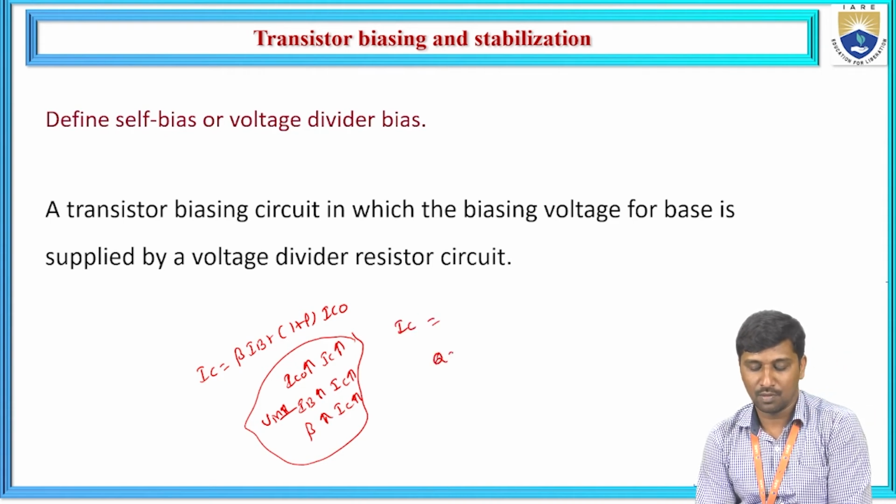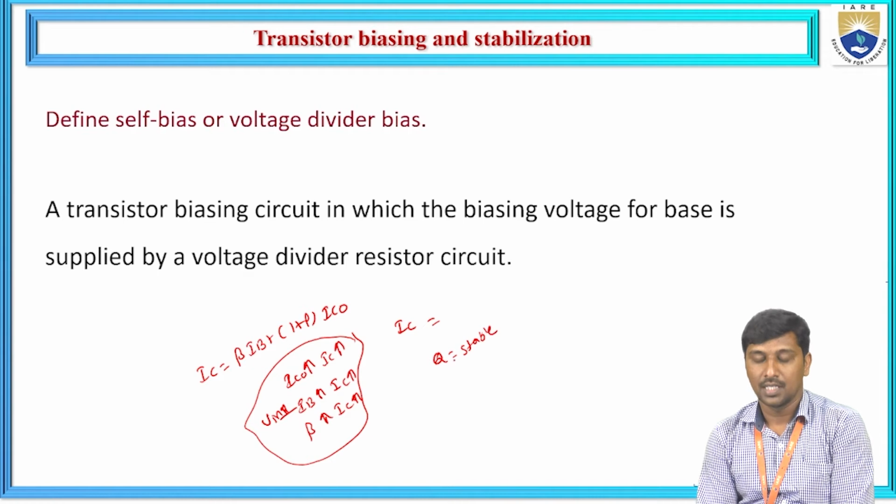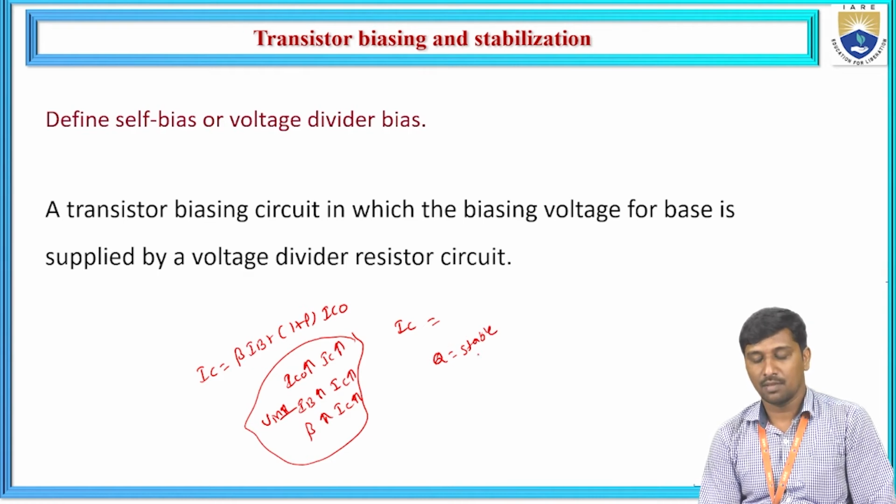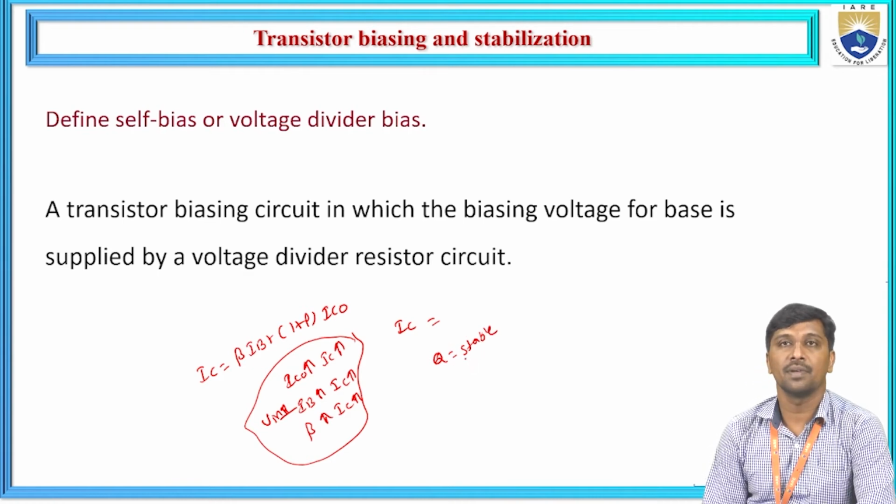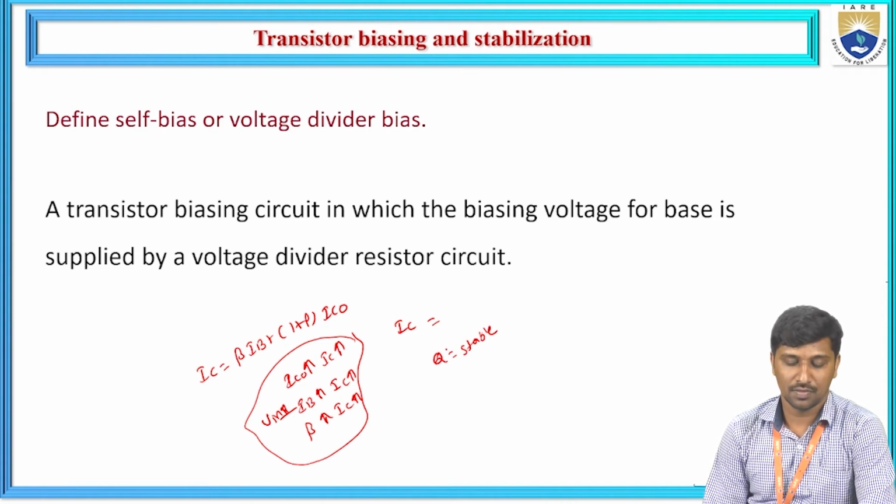Then only the Q point becomes stable. If the Q point becomes stable, then only we can use it under amplifier conditions. To stabilize this, in most cases we prefer self bias, which means the circuit stabilizes itself internally. How much the collector current changes should be controlled by the internal circuit operations.